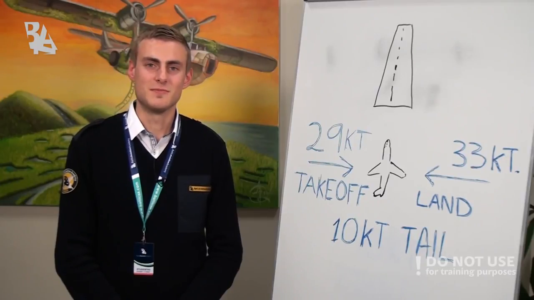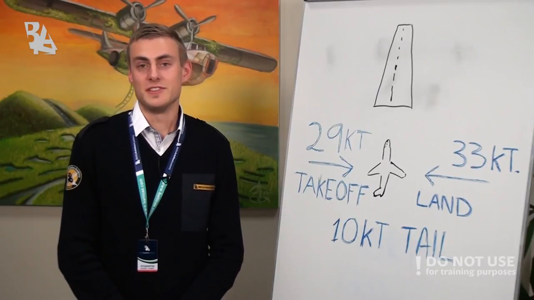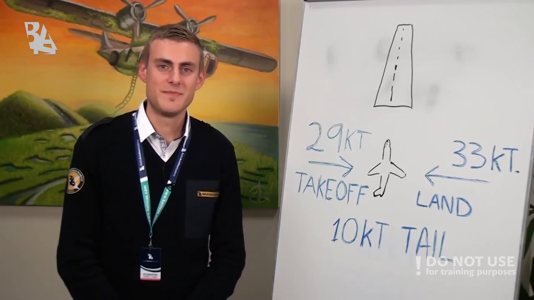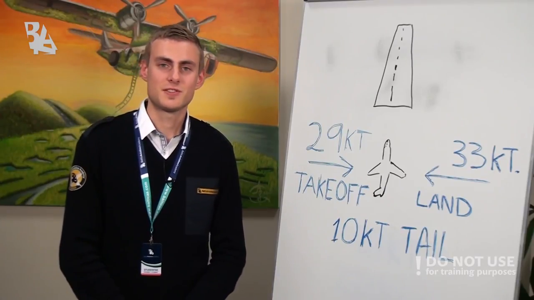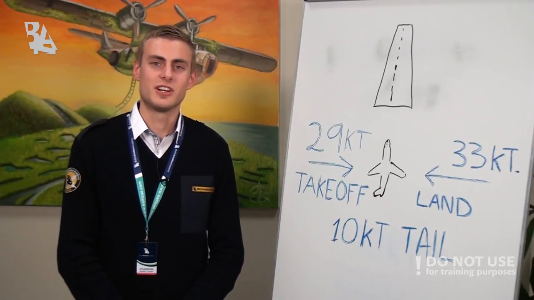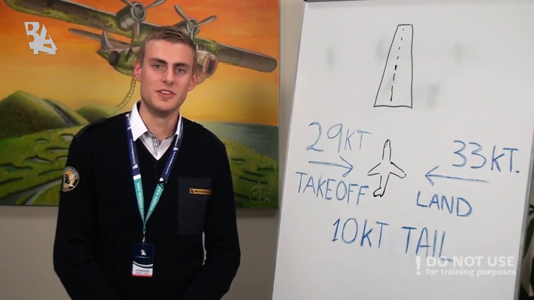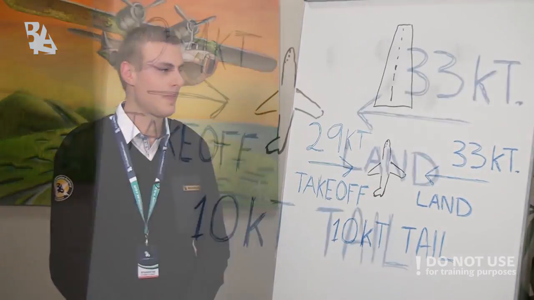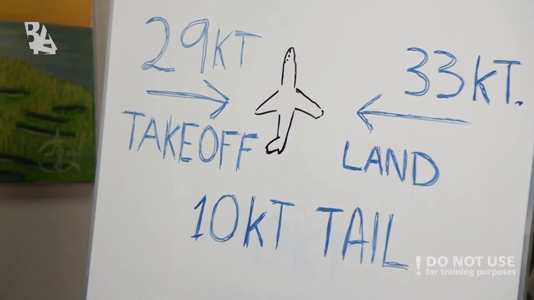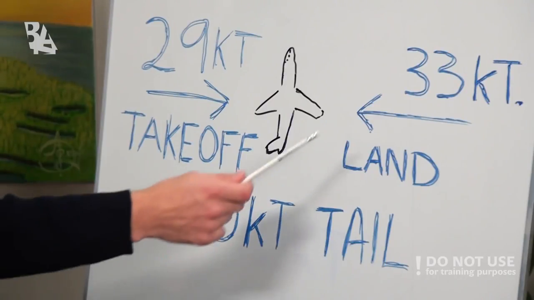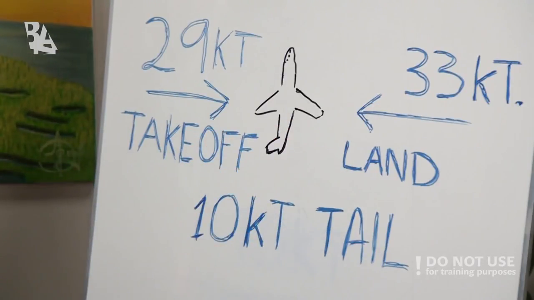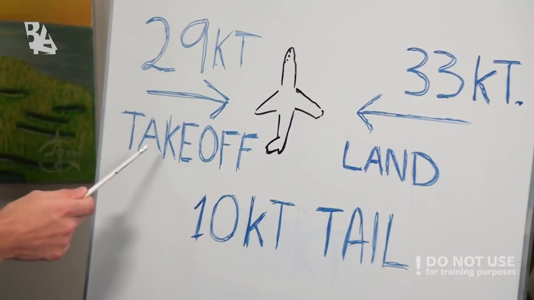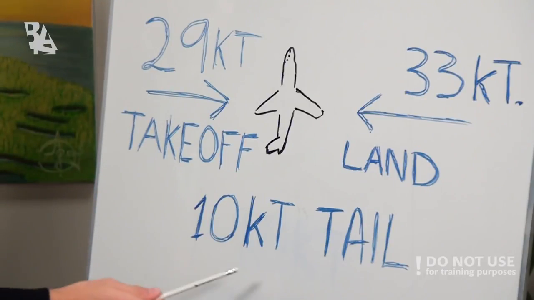This is not possible, of course, but it would be fun to try in a simulator. Because in a 100 knot crosswind, the nose of the aircraft would point too much into the wind for a landing to be made. The Airbus 320 has a maximum crosswind component of 33 knots for landing and 29 knots for takeoff, and 10 knots tailwind, and gusts up to 38 knots have been demonstrated.